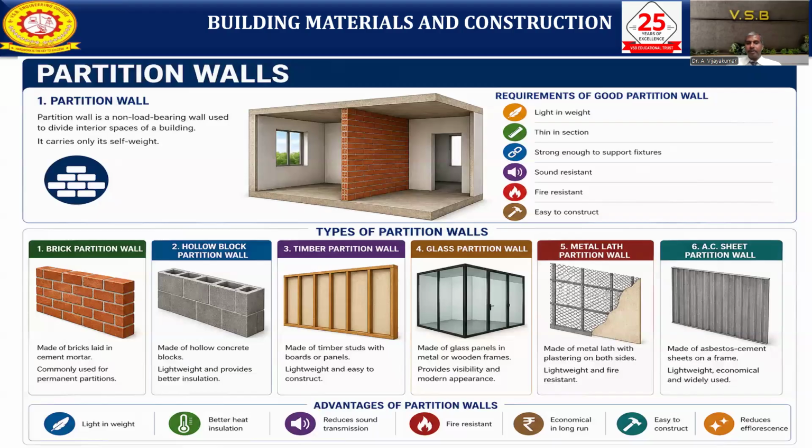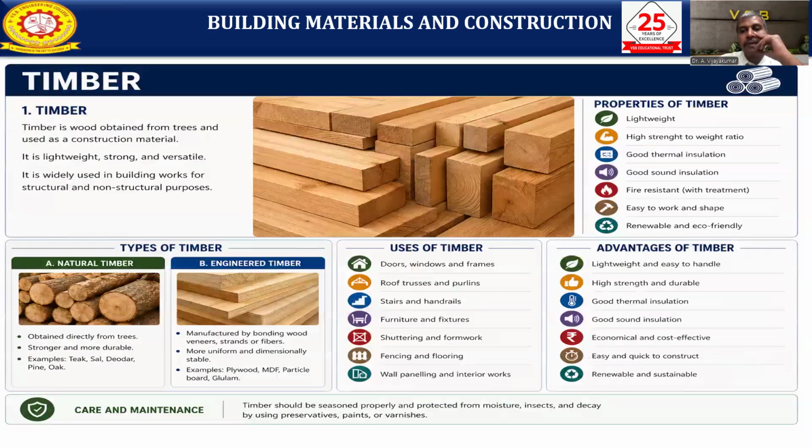So the main advantage of a partition wall is that it is lightweight. It gives better heat insulation. It reduces the transmission of sound as well as fire, is economical in the long run, is easy to construct, and reduces the load of our buildings. Just now we saw different masonry structures.